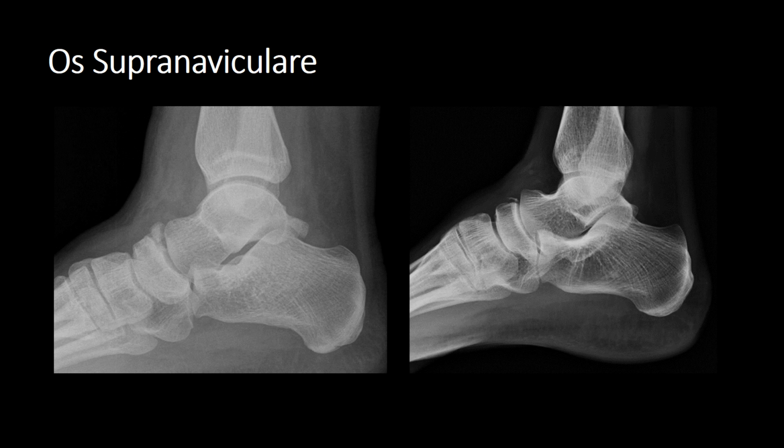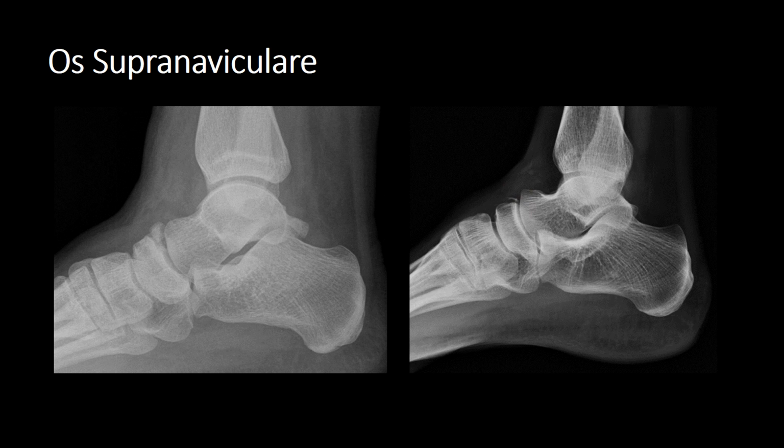Os supranaviculare. Similar to supratalare, it's superior to the navicular. On the left, we can see quite a large supranaviculare. There appears to be a cartilaginous space between the navicular and the accessory ossicle. Sometimes there is partial fusion. On the right, we can see an avulsion fracture to the navicular.